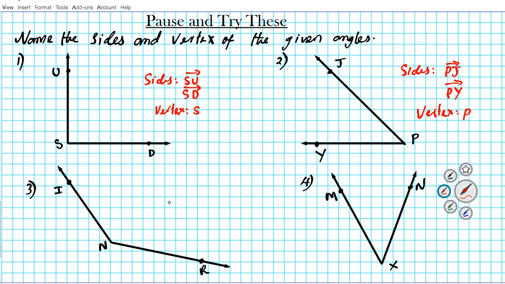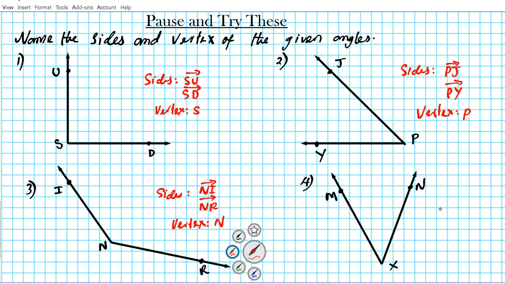For number 3, the sides are ray NI and ray NR, and the vertex is point N. For number 4, the sides are ray XM and ray XN. The vertex is point X.